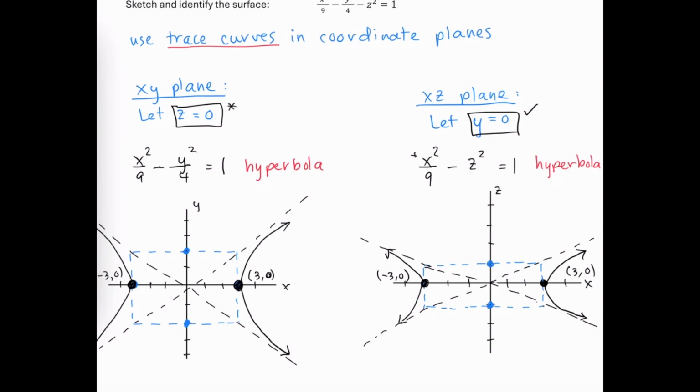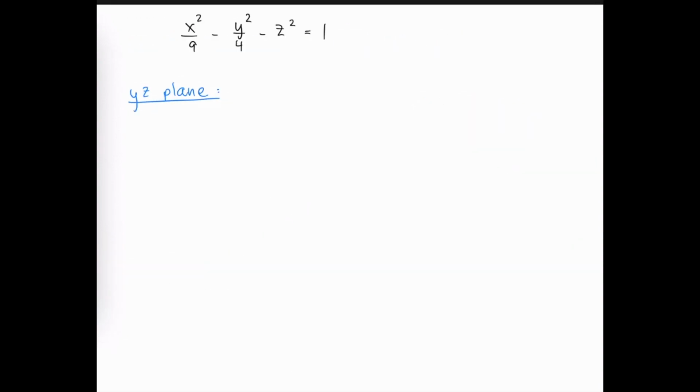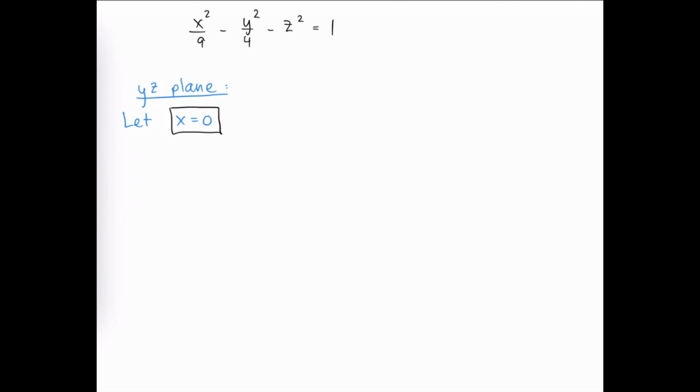Let's look then at the yz plane. The equation of the yz plane is x equal to 0, so we're going to plug that in as a substitution. When x is equal to 0, we get the equation negative y squared over 4 minus z squared over 1 equal to 1, and this is actually going to be problematic for us. Let's take another look at this. It might be a little more recognizable if we multiply both sides by negative 1, so that we end up with a positive y squared over 4 plus z squared over 1 equal to negative 1.